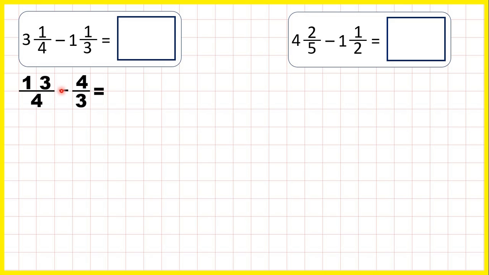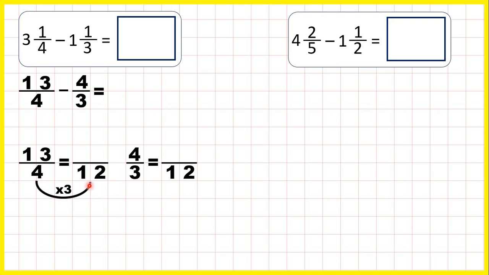So when we're subtracting or adding fractions, we need the denominators to be the same. Now 12 is in both the 4 and the 3 times table, so we need to find equivalent fractions to 13 quarters and 4/3, which have a denominator of 12. Now we use multiplication, so 4 times 3 is 12, 13 times 3 is 39, 3 times 4 is 12, and 4 times 4 is 16.